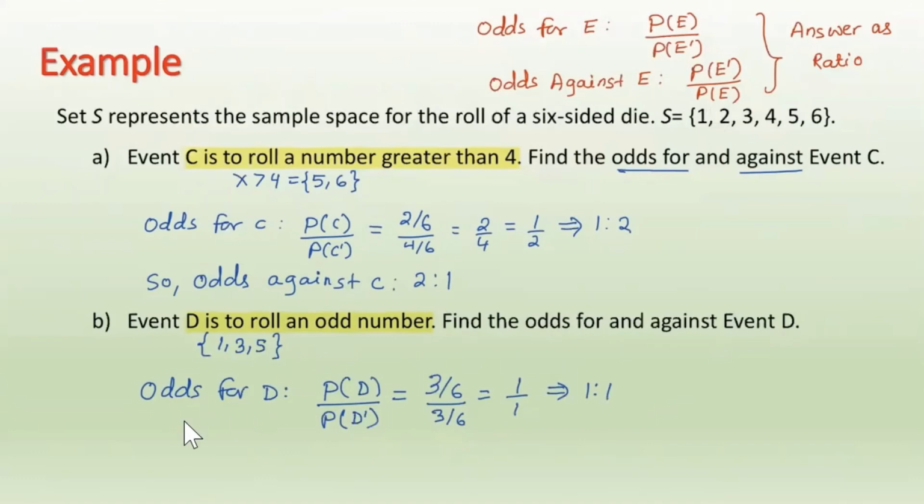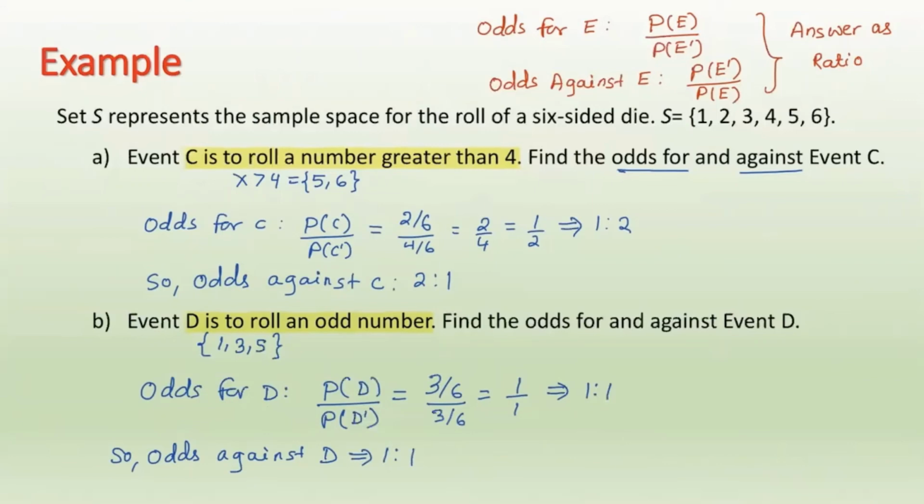So that is odds for D. Odds against D will be the reverse order of 1:1. That's also 1:1. So odds against D will also be 1:1.